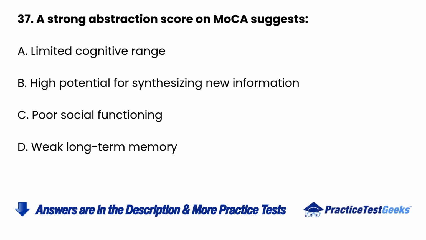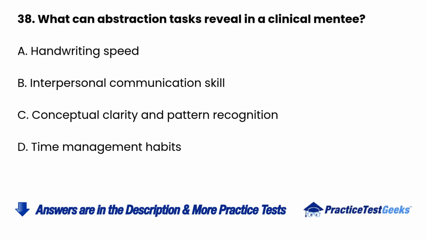37. A strong abstraction score on MoCA suggests A. Limited cognitive range. B. High potential for synthesizing new information. C. Poor social functioning. D. Weak long-term memory.